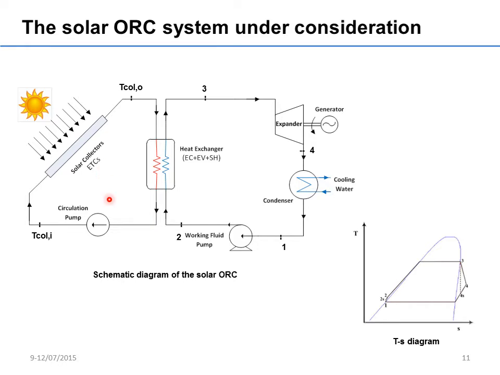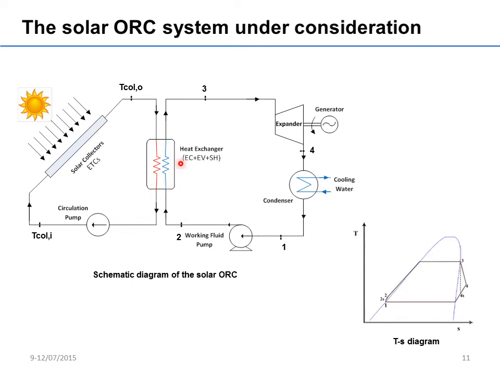of two circuits: the solar collector circuit with heat transfer fluid and the organic fluid circuit. The organic Rankine circuit consists of the evaporator, expander, condenser, and the working fluid pump. The solar circuit consists of a field of evacuated tube solar collectors, which is used to heat up the heat transfer fluid which passes through the evaporator.